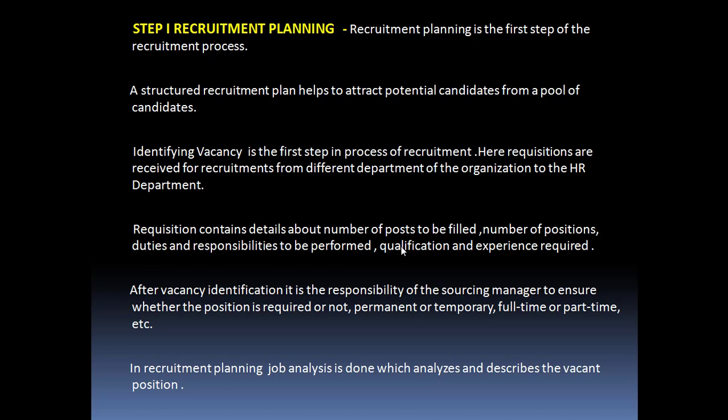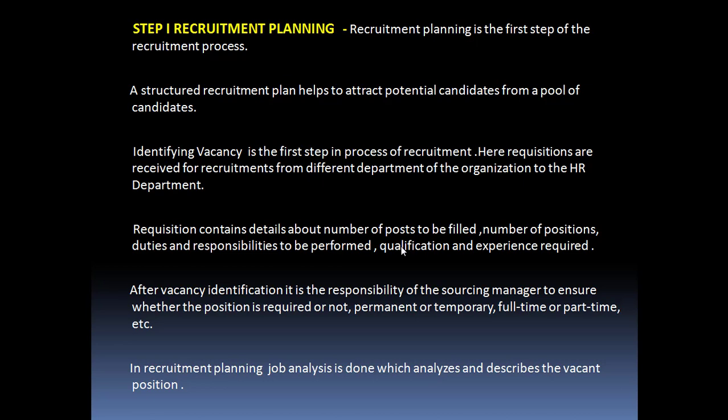The requisition or the request which is sent by the respective department to the HR department contains the details about the number of positions or posts to be filled, duties and responsibilities to be performed, qualifications and experience required, and all other details about the vacant position.